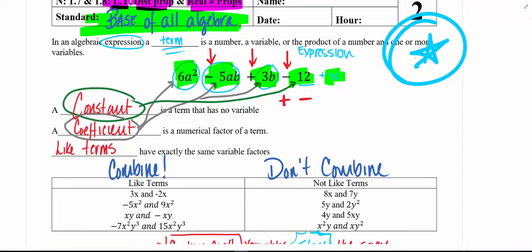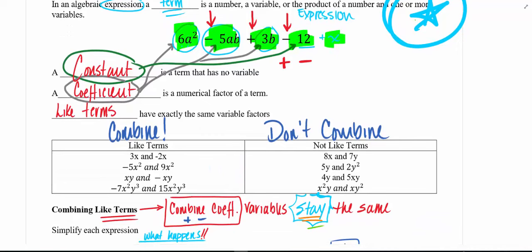Well, what is a like term? They have exactly the same variable. Okay, that's what makes them a like term. They have to have the exact same variable, not just an a. They have to have an a, or if it's an a squared, they have to be exactly a squared. What does that mean? Let's look at some examples here. That'll probably clear this up a little bit.